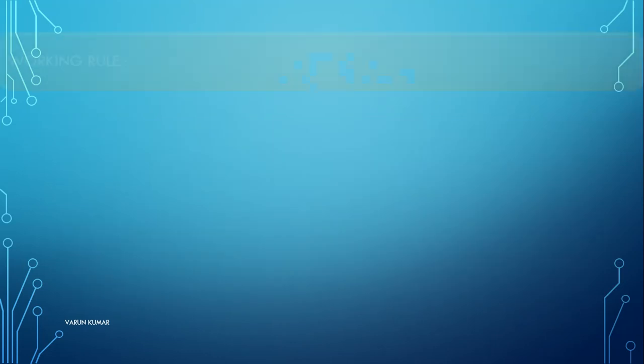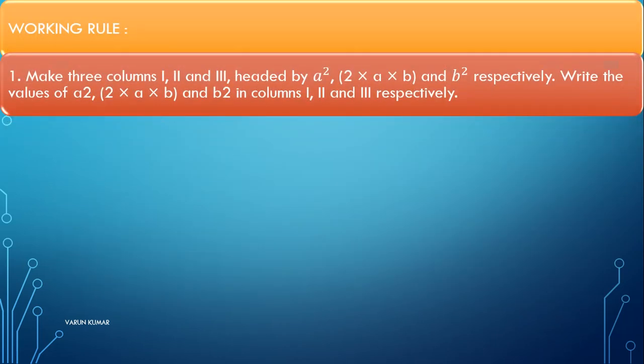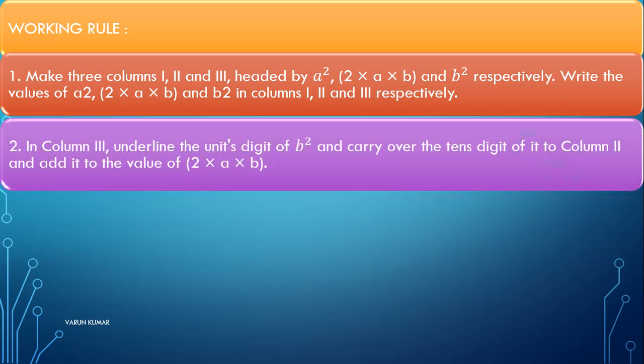Working rule: make 3 columns, 1, 2 and 3, headed by A square, 2 into A into B and B square respectively. Write the values of A square, 2 into A into B and B square in columns 1, 2 and 3 respectively. In column 3, underline the unit digit of B square, carry over the tens digit of it to column 2 and add it to the value of 2 into A into B.